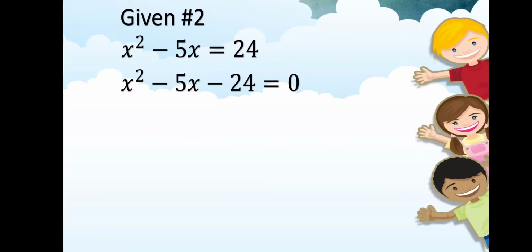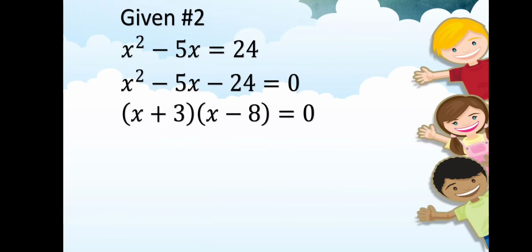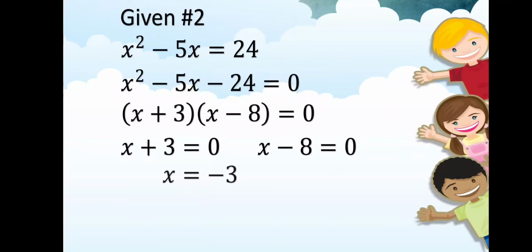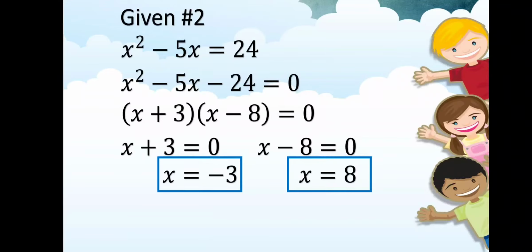So, we'll have x plus 3 times x minus 8 is equal to 0. Equate it to 0, both equations will have x plus 3 is equal to 0 and x minus 8 is equal to 0. Simplifying that, we'll have x is equal to negative 3 and x is equal to 8. That means the roots are negative 3 and positive 8.